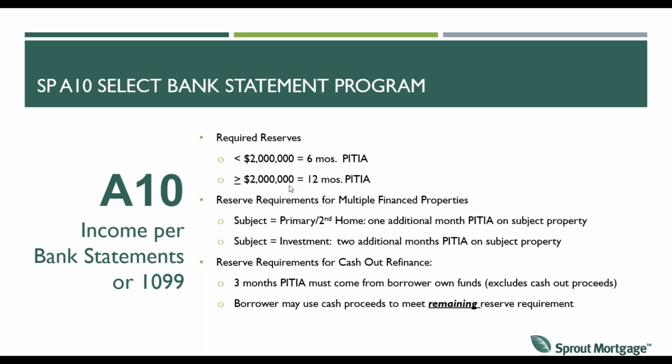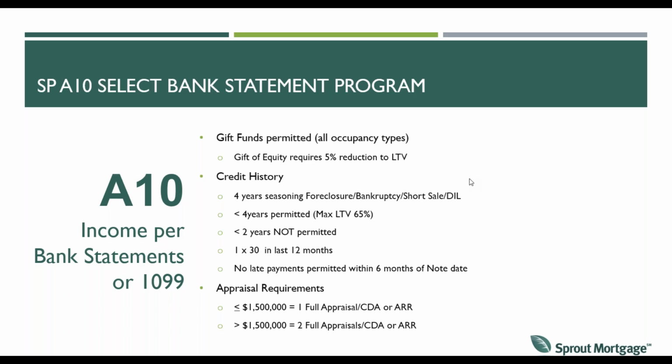Anything over 2 is 12. Here's that additional multiple financed properties requirements and the reserves. As long as you have 3 months PITIA in there, you can use your cash proceeds for the remaining reserve requirements, or you can use gift funds. We do allow gift funds on our bank statement product, but you do need to have the 5% down from the borrower's own funds.